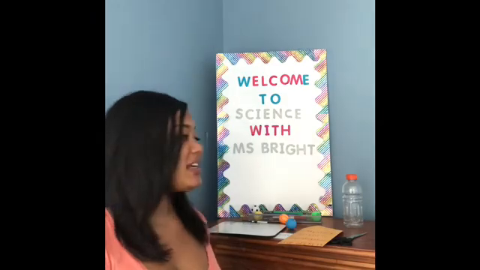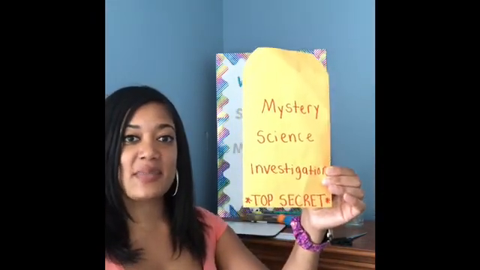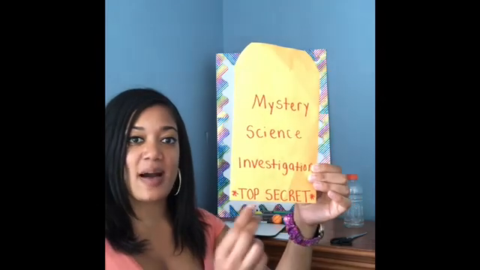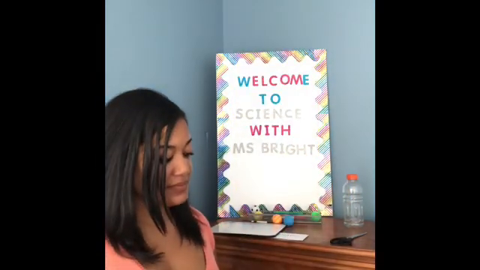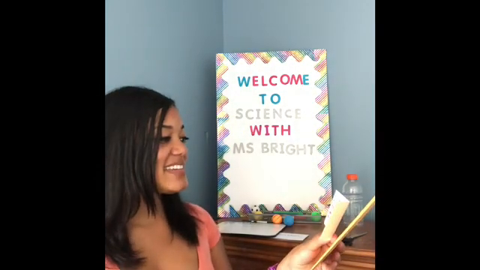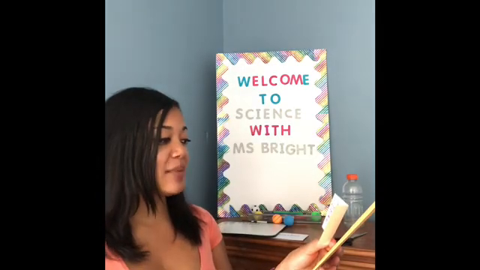Today we have a new Mystery Science investigation. Let's get started. Just like last week, we do have our same envelope that says Mystery Science Investigation Top Secret. So inside we have a note, and on that note it says, "Hi scientists, today we're going to learn about weather tools. I will also show you how to make a rain gauge. Love, the investigator."